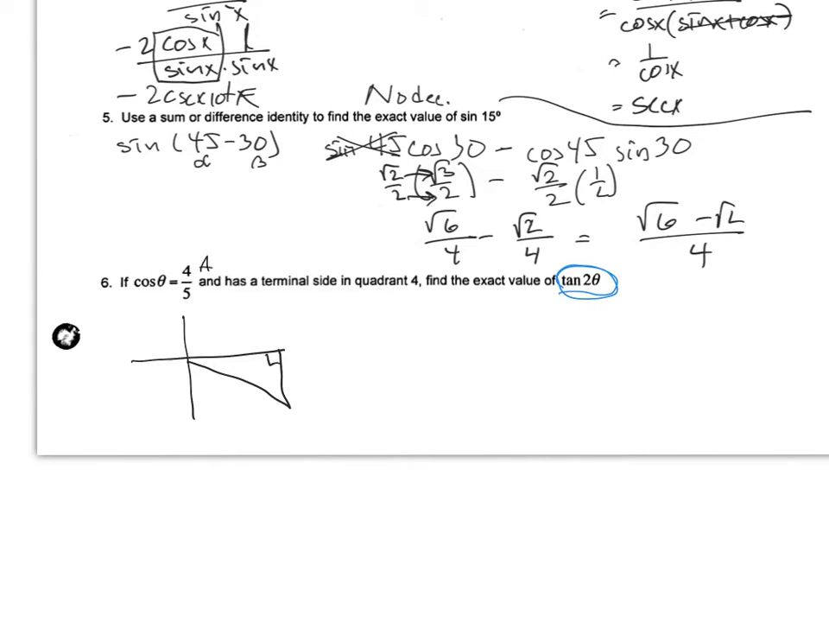Cosine is, of course, adjacent over hypotenuse. Here's your angle. Adjacent to the angle, hypotenuse. Use Pythagorean theorem to find the missing side. 4 squared plus x squared equals 5 squared. So 16, if you already know it, great. Here we get 9, square root of 9 is 3.